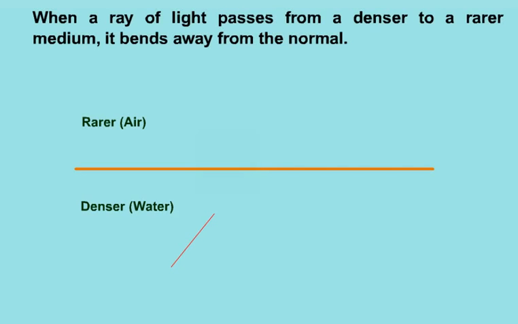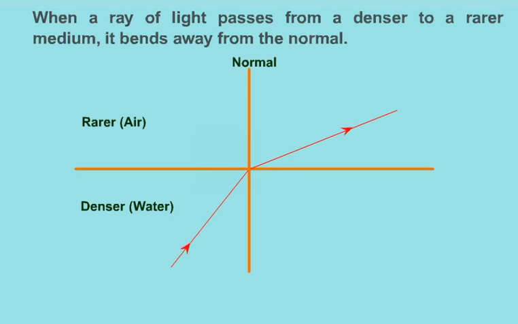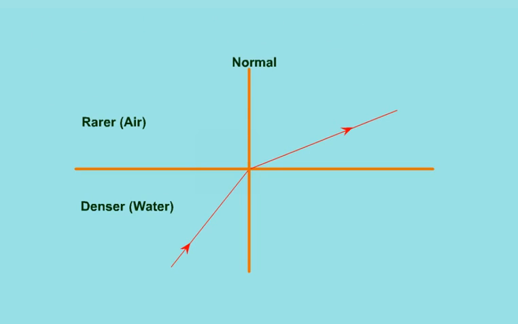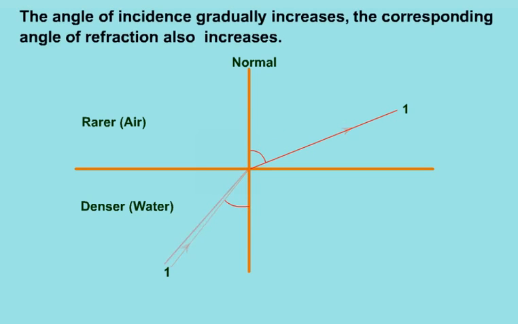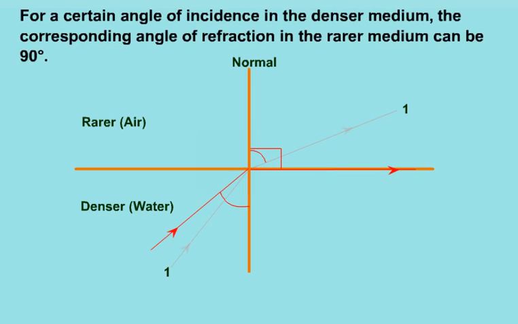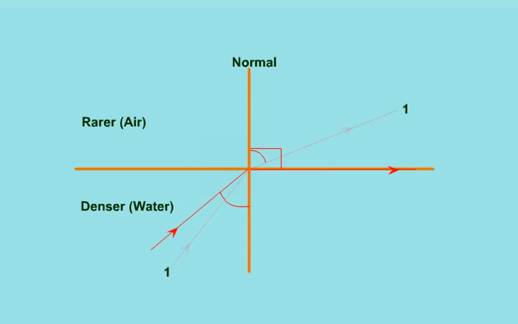Students, when a ray of light passes from a denser to a rarer medium, it bends away from the normal. In the given figure, for ray number 1, the angle of incidence is less than the angle of refraction. As the angle of incidence gradually increases, the corresponding angle of refraction also increases. For a certain angle of incidence in the denser medium, the corresponding angle of refraction in the rarer medium can be 90 degrees. Students, for ray number 2, the angle of refraction is 90 degrees.